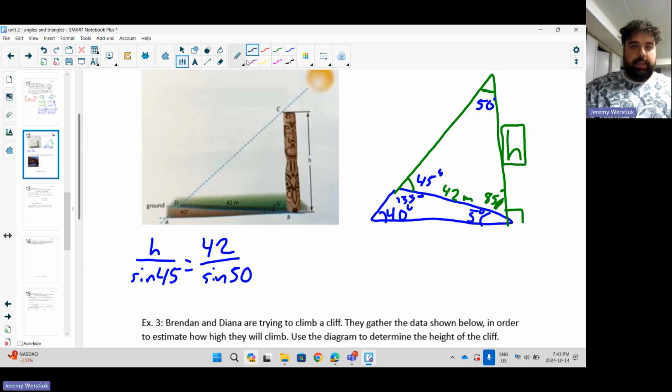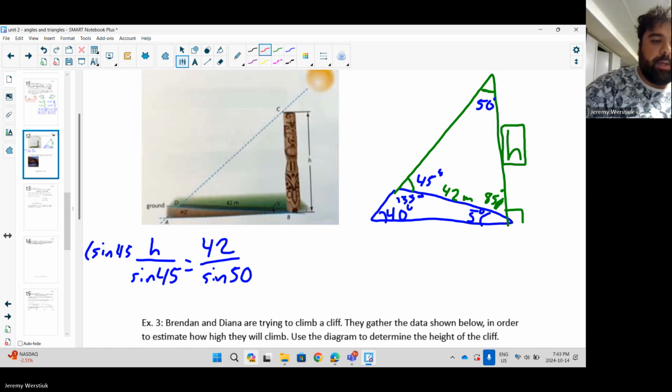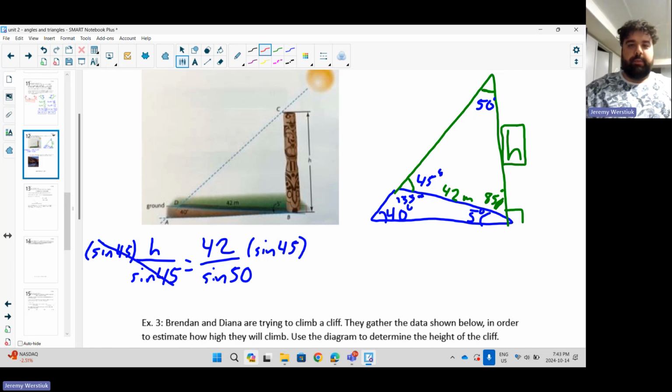All right, to get my H all by myself, I can just multiply both sides by sine 45. Okay, my sine 45s cancel out, and I'm left with H equals 42 times sine 45 divided by sine of 50.